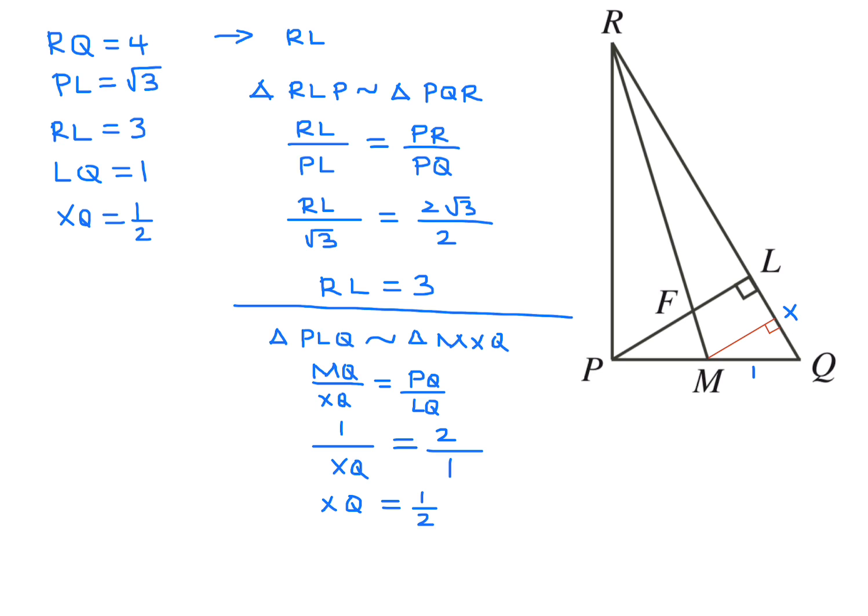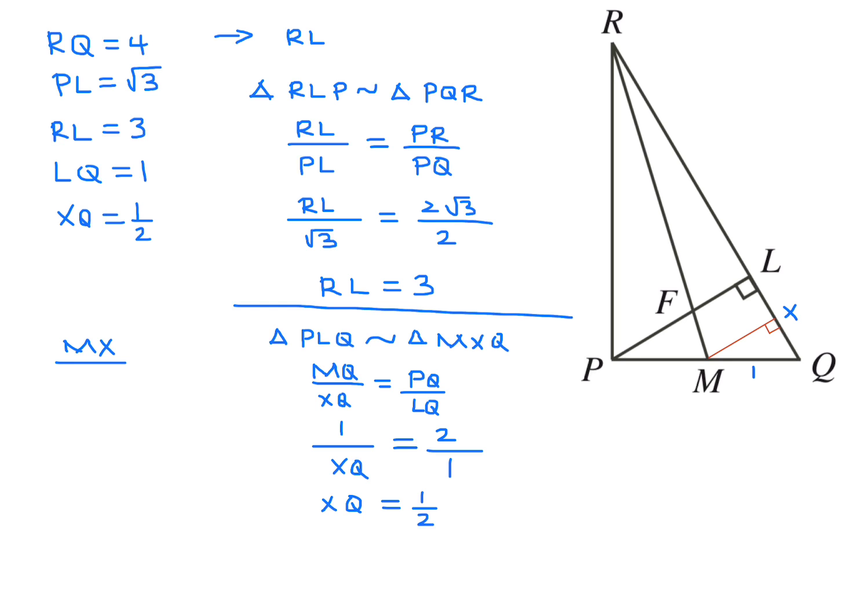So we continue with our collection of distances. Eventually, the distance that we really need is FL. Once we get FL, we just subtract it from PL, and that gives us our FP or PF. All right, we're almost done. We have to now figure out MX. We got XQ, we have to now figure out MX. MX is this distance right here. Okay, that's pretty straightforward. That's, again, a similar triangle.